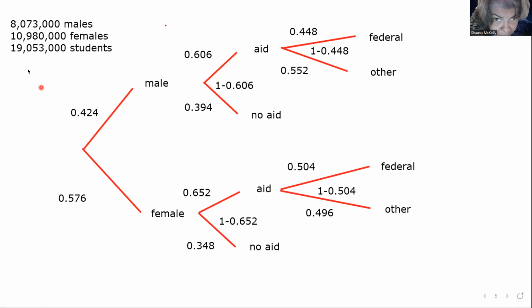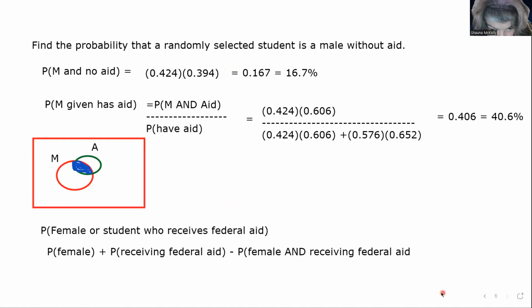So what I'm going to have, you can see, let me go to my whiteboard and I'll show you. So we have the females. We know that the females was 0.576. There they are. The people who receive federal aid, now I want to take out the females who receive federal aid. So I have both sets of federal aid.